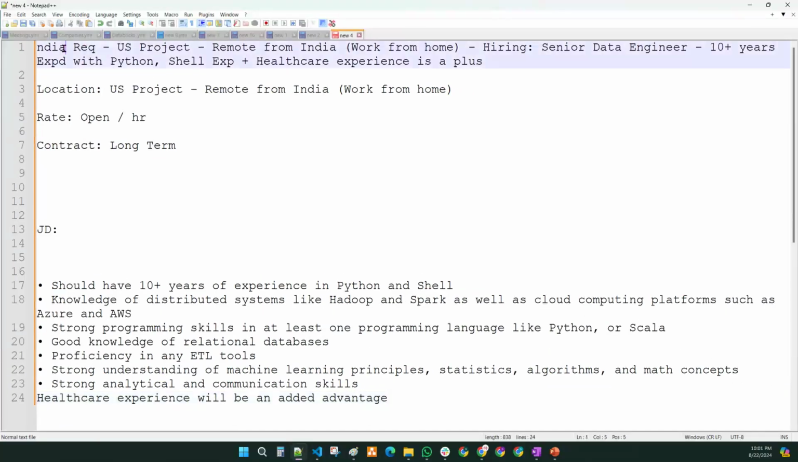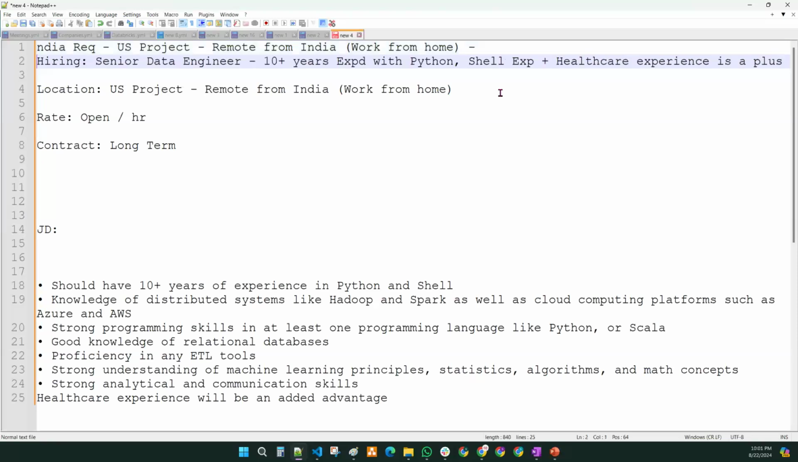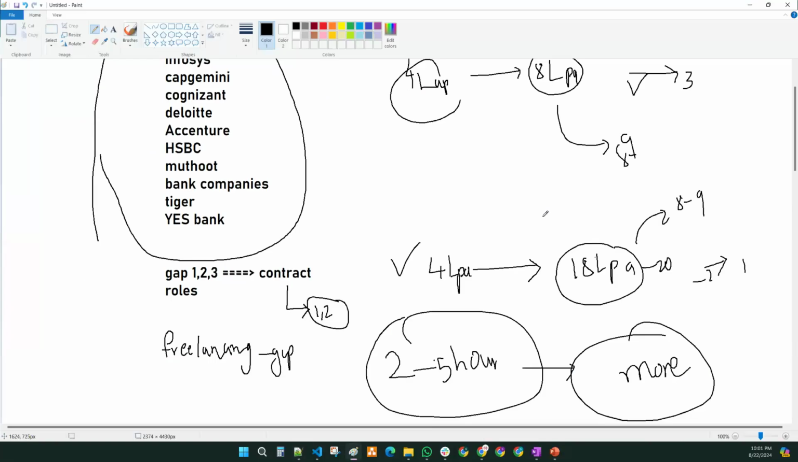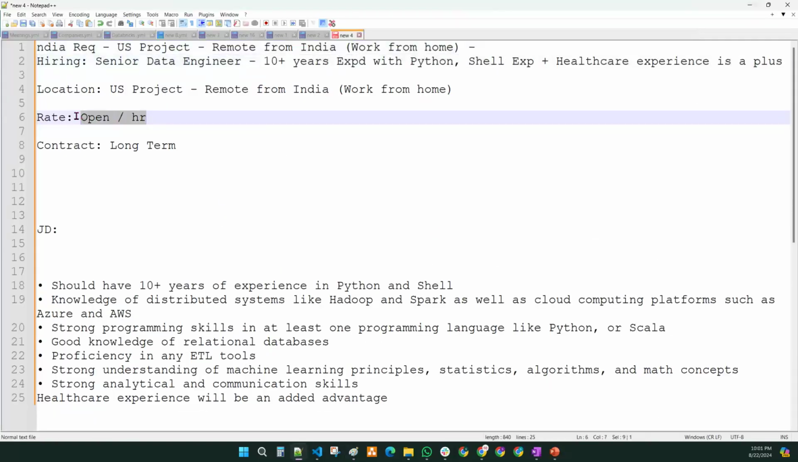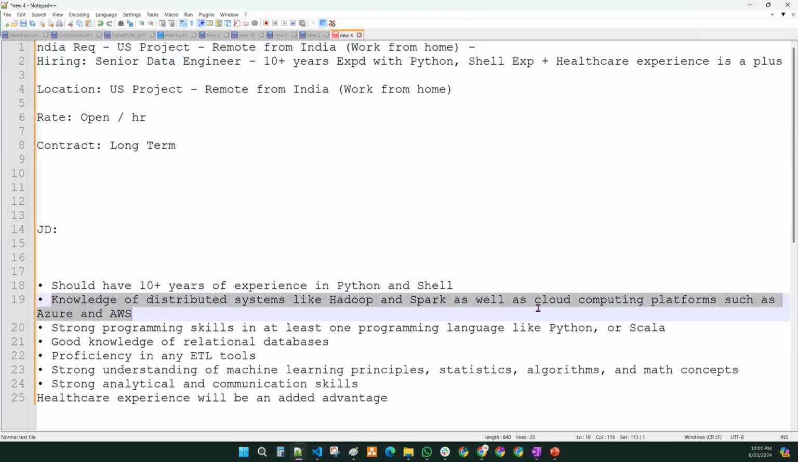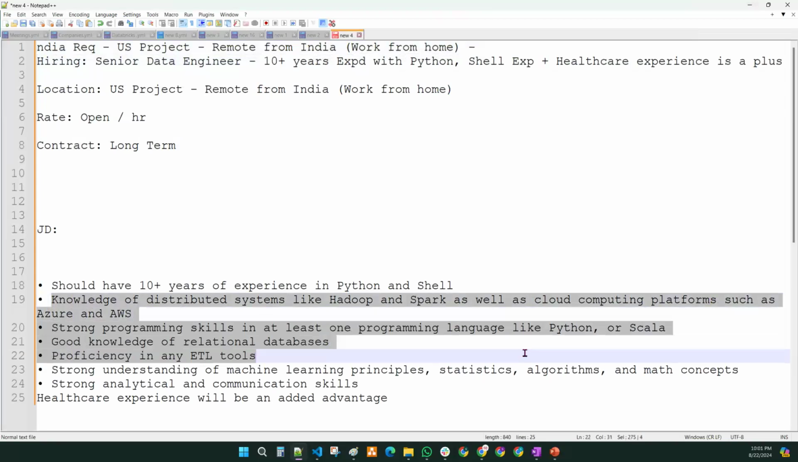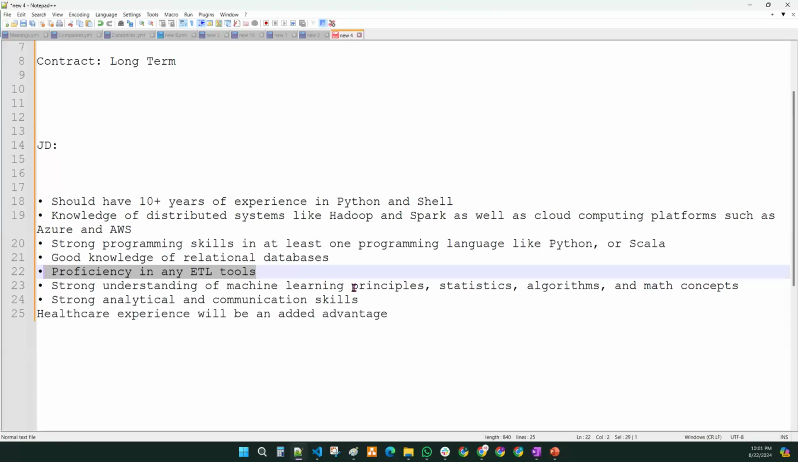This is a requirement for a US project, remote work from home, hiring GCP data engineers. They mention 10 plus years of experience, but even if you say 6 years, they are okay with that. And see here the rate: the position is a long-term contract and the rate is open, meaning an open package. If you are a good expert, they want knowledge of Hadoop, Spark, cloud computing platforms, AWS, Azure, one programming language like Python, ETL tools, and some concepts related to statistics also.